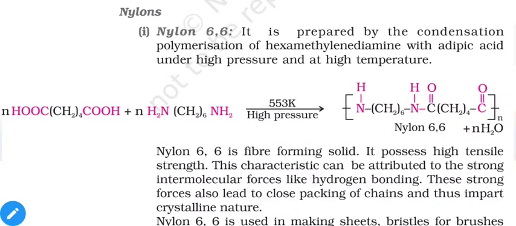So let us discuss it. So first of all, we need two different molecules. As we can see, in first molecule we have carboxylic acid as the reactive group. In second molecule we have amine as a reactive group, and both of them are bifunctional.